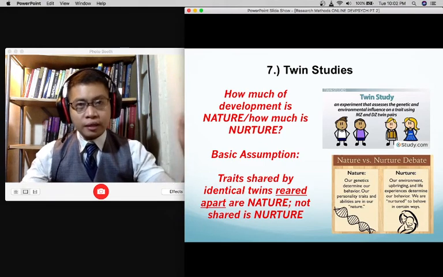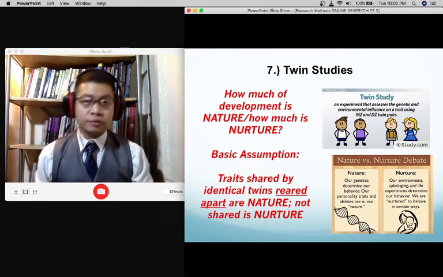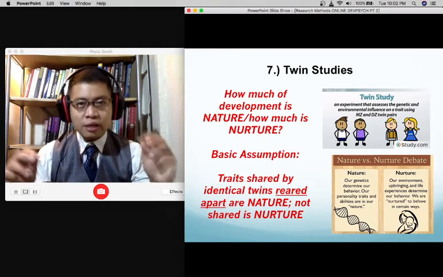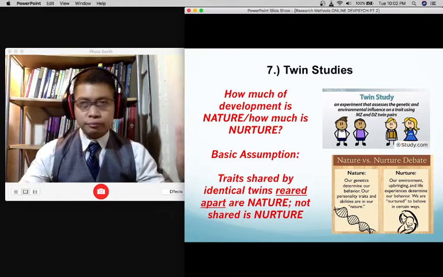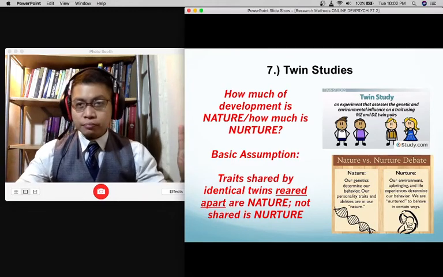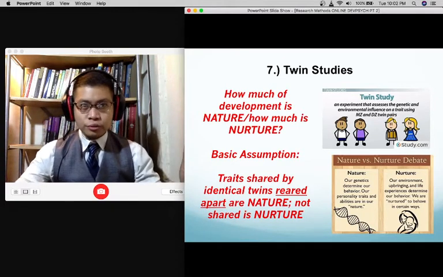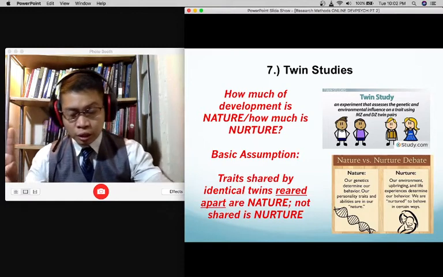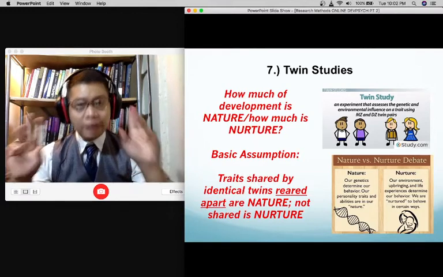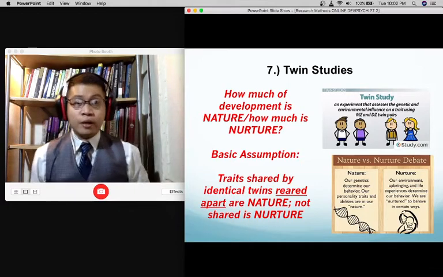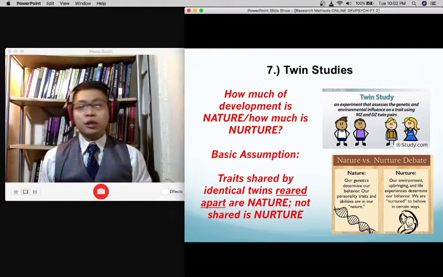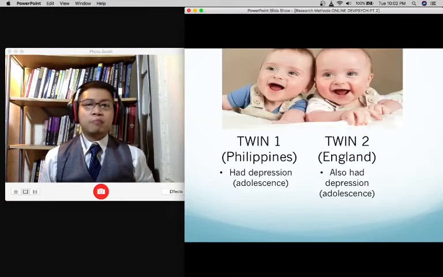Assumption, that is genetics. That trait is the influence of genes. While the traits that they don't share, they're identical twins, they are from different cultures, they are from different places, then that will be the influence of nurture or environment. Maliwanag ba? So that's how important twin studies are in the field of developmental psychology.